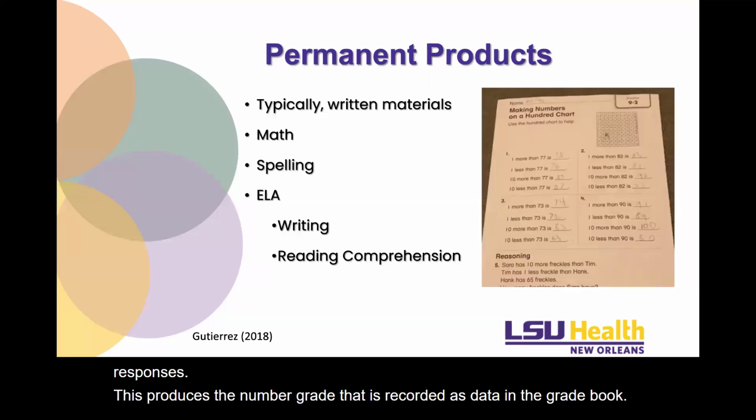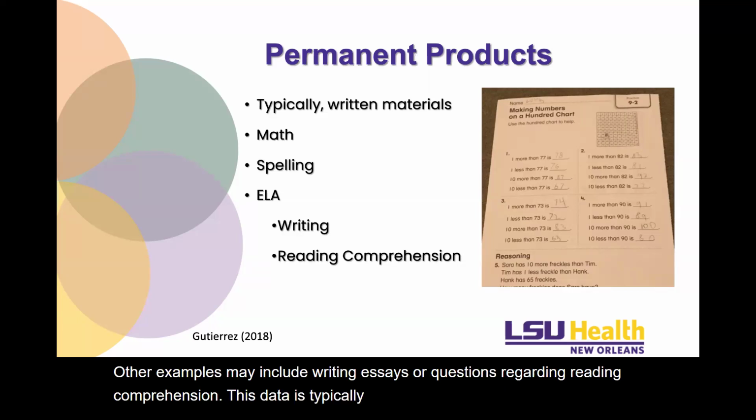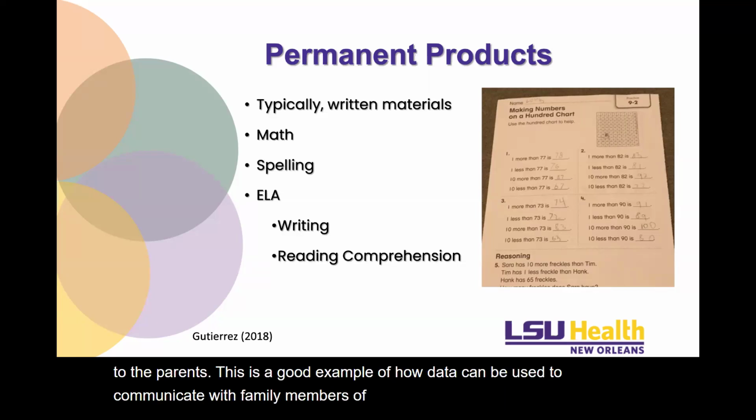Other examples may include writing essays or questions regarding reading comprehension. This data is typically averaged over a time span and reported to the parents. This is a good example of how data can be used to communicate with family members of how a student is progressing.